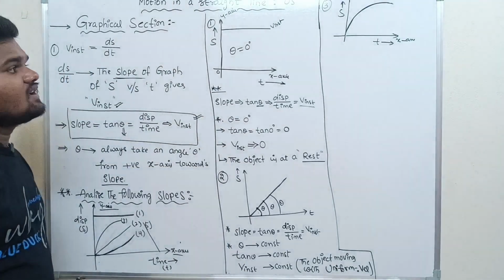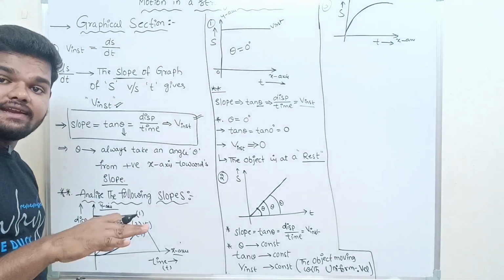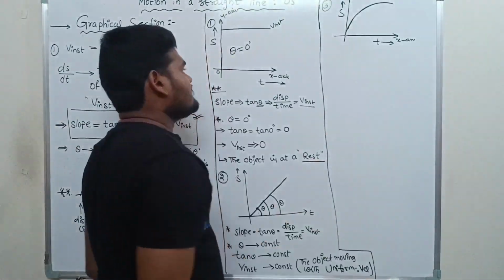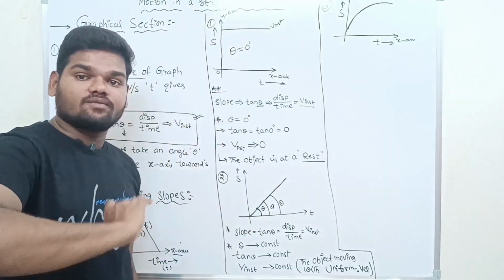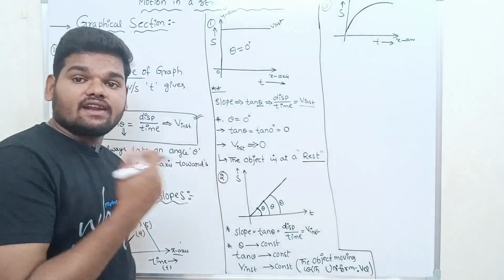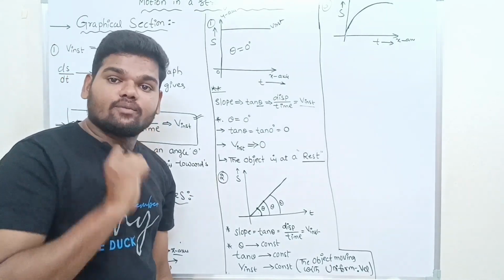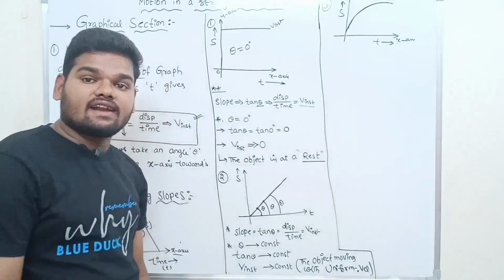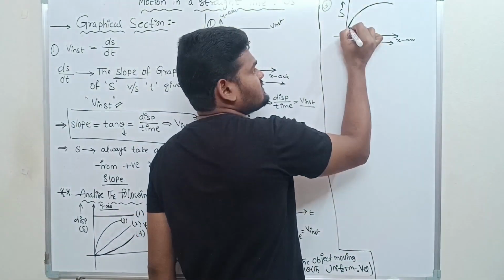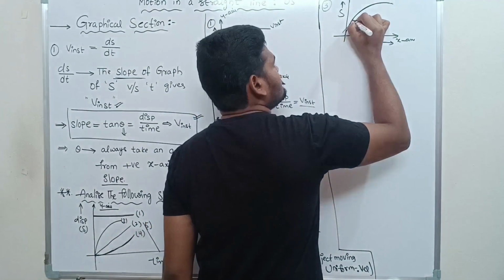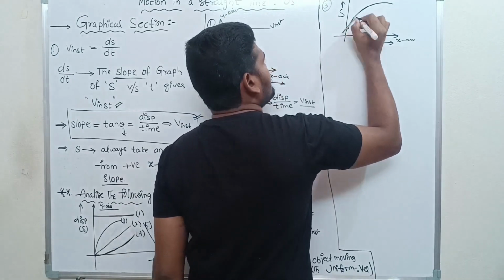Okay, sir. So now we have to find the angle theta. Have a look. This slope is not a straight line. It is a curved slope. So to find the angle theta, we have to take a point on the slope and draw the tangent from that point.